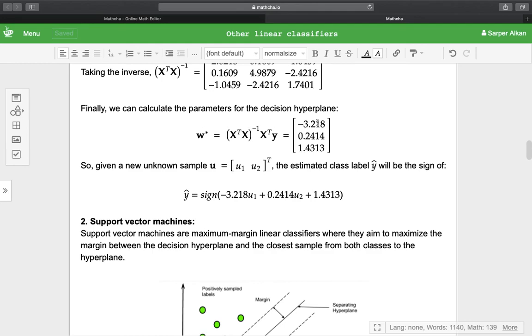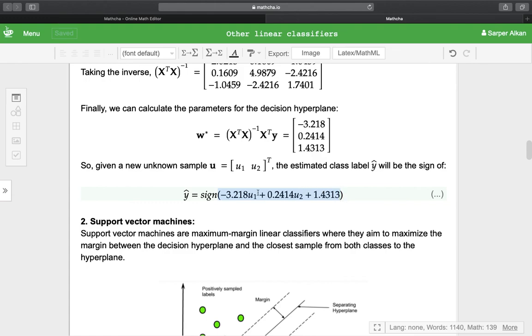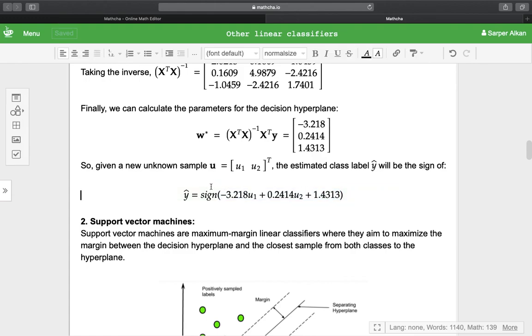By using this extended weight vector, we can then estimate the class label of a new, unknown sample u by getting the sign of this expression, where we just type w transpose times u, and that's all.